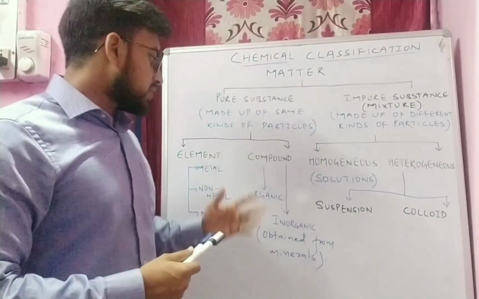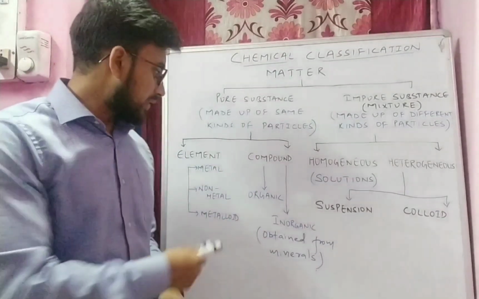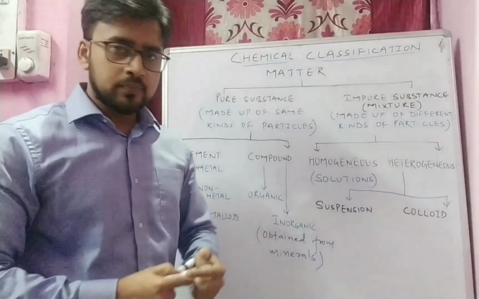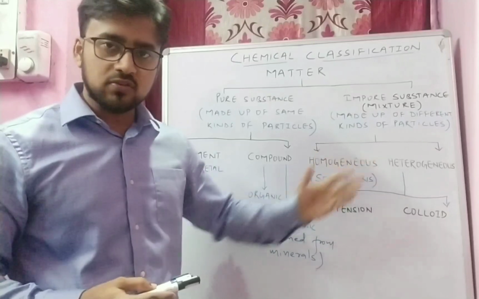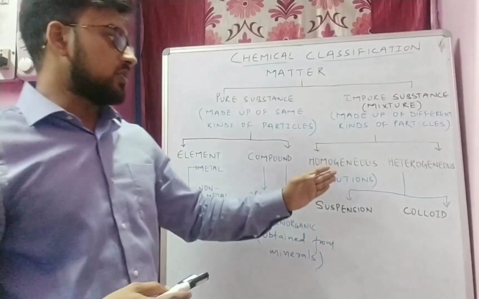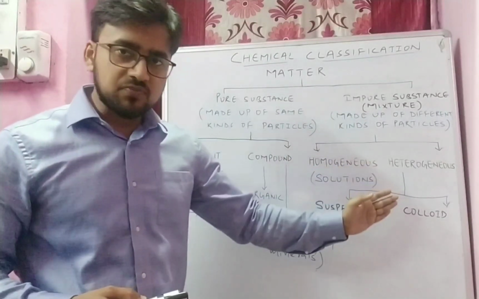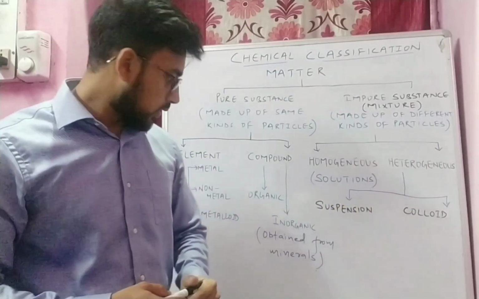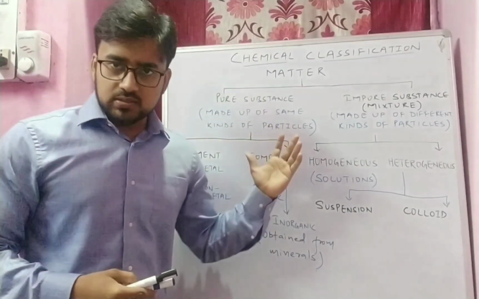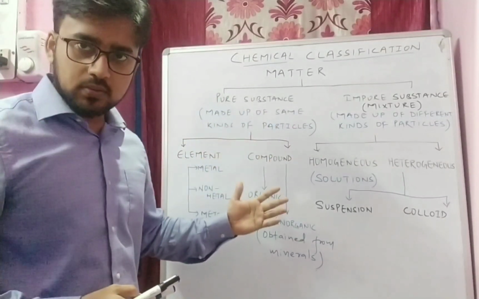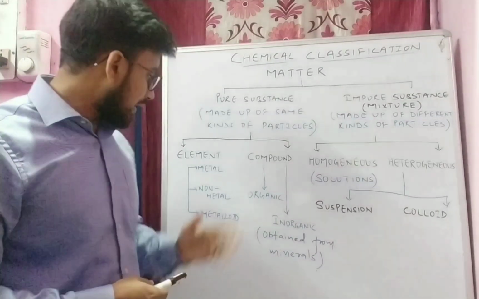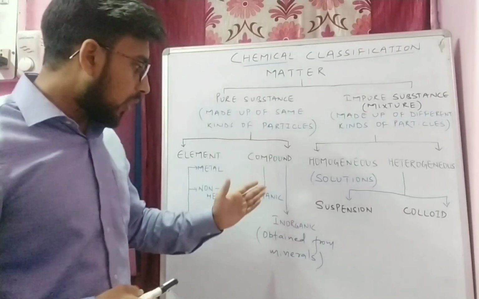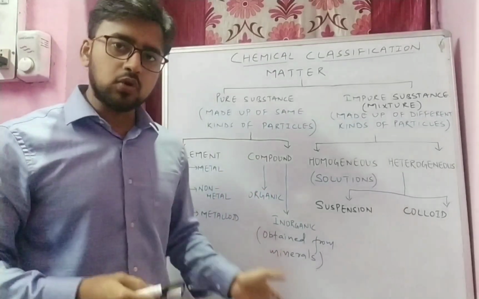Now this pure substance is further classified into 2 categories, which are element and compound. And impure substances, which are also known as mixtures, can be classified as homogeneous and heterogeneous mixtures. Homogeneous mixture is also known as solution, and heterogeneous mixture is further classified into 2 types, that is suspension and colloid. If we talk about pure substances, which are of 2 types, elements and compounds, you have studied in class 8 also that elements are further classified as metals, non-metals and metalloids. And compounds are of 2 types, organic compounds and inorganic compounds.